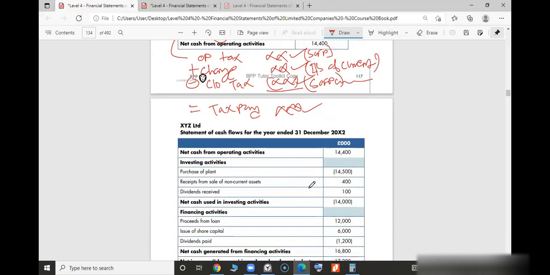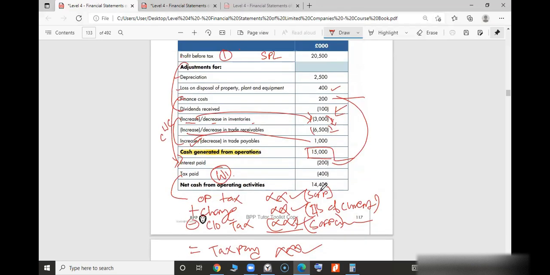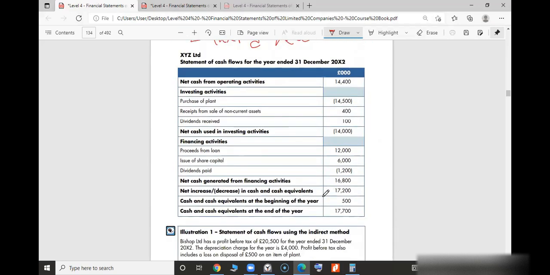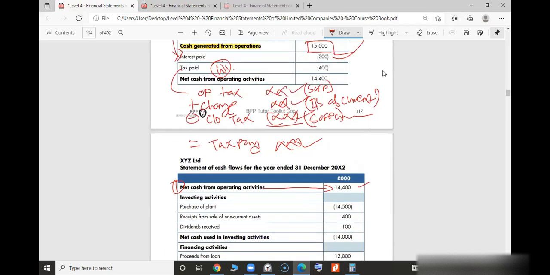Okay, that's that. That is your operating activities. This is just a pro forma, people. This is just a pro forma. Yeah, these are all imaginary figures they've done. So net cash from operating activities, that's your first part, 14,400, which is here.